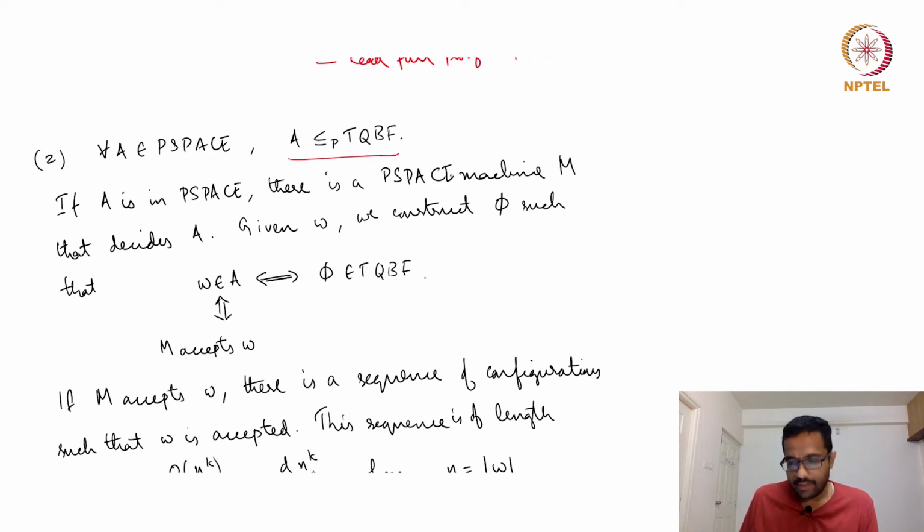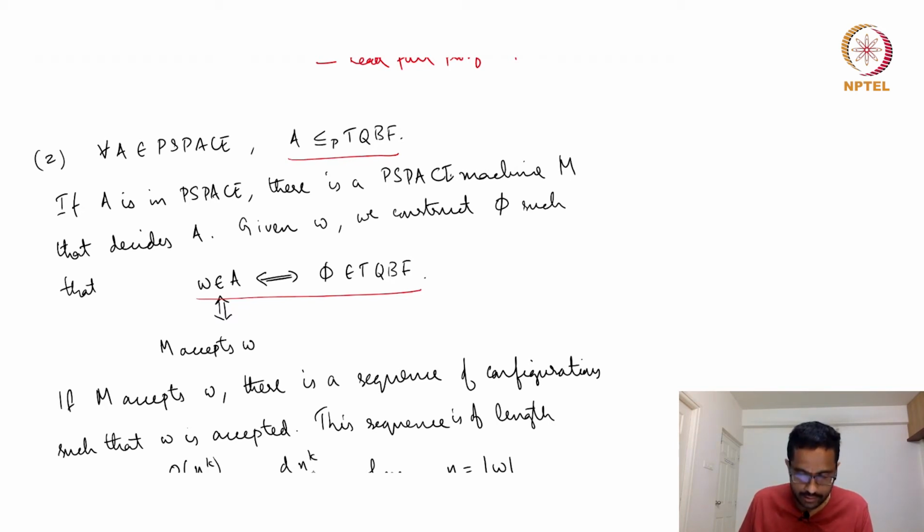If A is in PSPACE, there is a deterministic PSPACE machine that decides A. Now, given a string W, we can construct a formula such that W is in A if and only if that formula is in TQBF. That is the high level idea of the proof. This is how you do reductions. You want to show that given a string W, W is in A if and only if some fully quantified Boolean formula is in TQBF. This is the goal of the reduction.